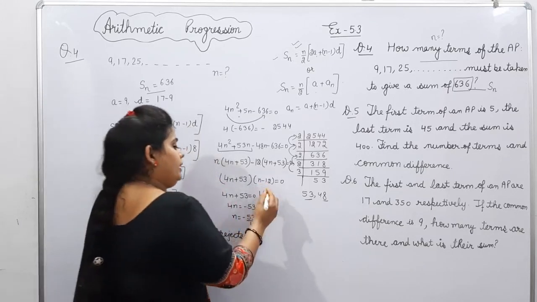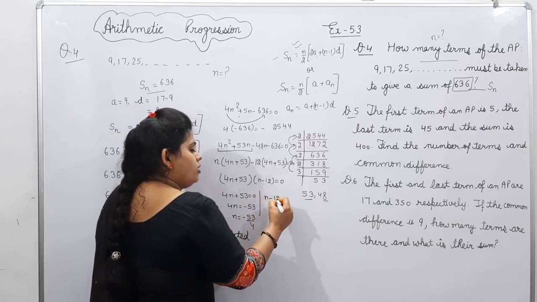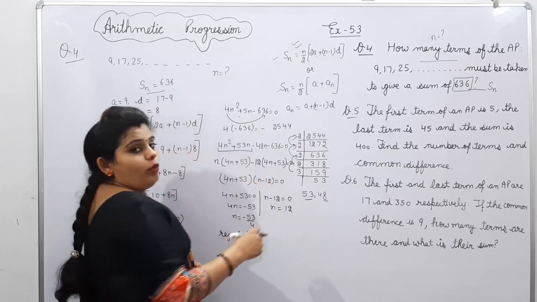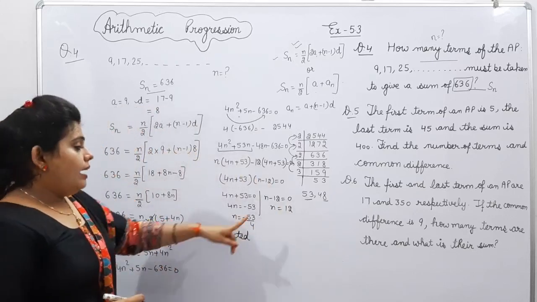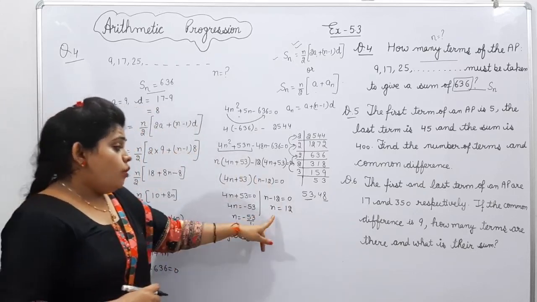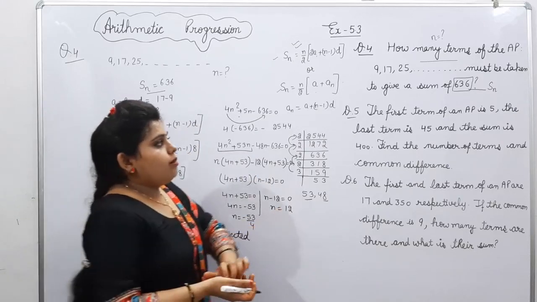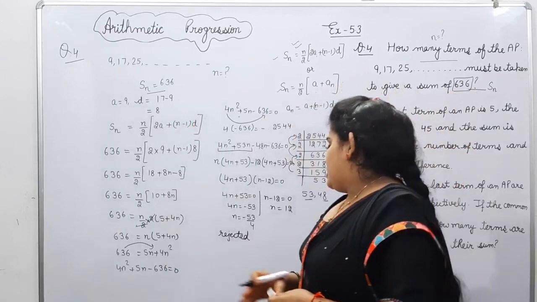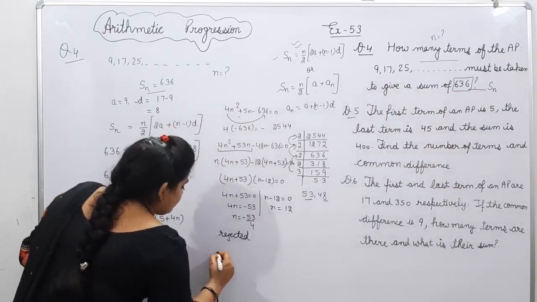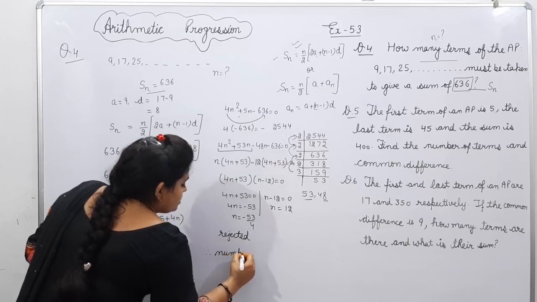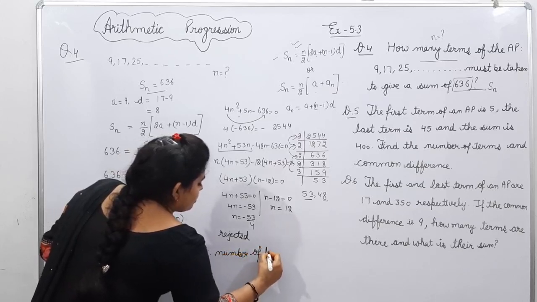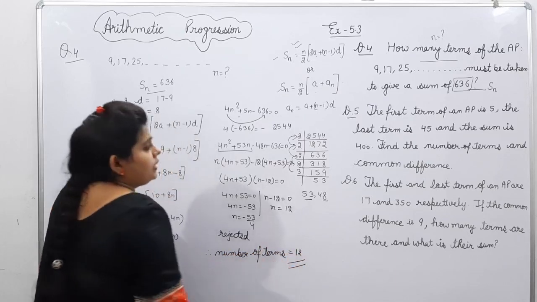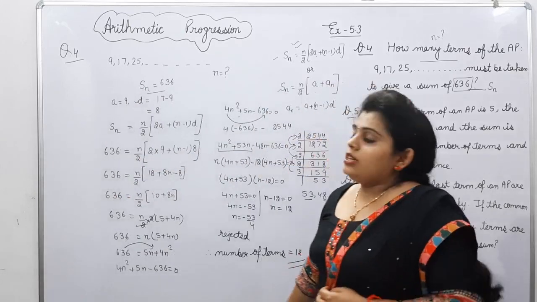Now taking next bracket, n minus 12 is equal to 0, n is equal to 12. So from here we get the value of n. And n is number of terms. So when we are taking 12 terms of this AP, then we will get sum as 636. So what we will write? Number of terms is equal to 12.